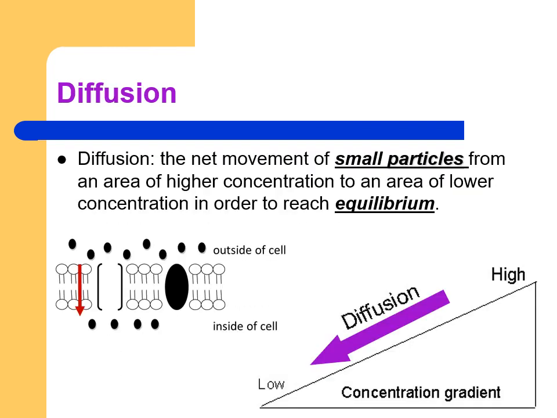With regular old diffusion, this is the net movement of small particles from an area of high concentration to an area of low concentration until they reach what's called equilibrium, when everything is equal. This is what oxygen does through our membrane when it flows in right through the phospholipids. If your cells are low in oxygen and there's oxygen that is dissolved in the extracellular fluid, it will flow right in.